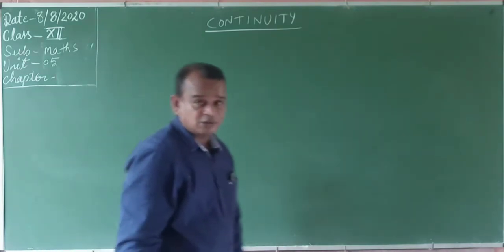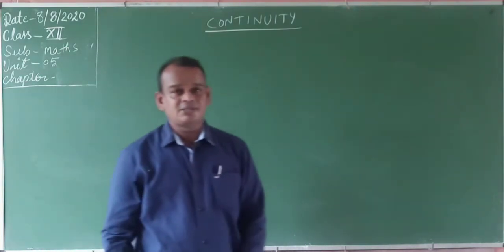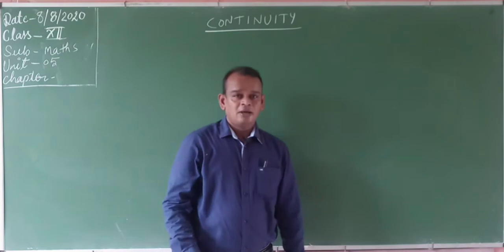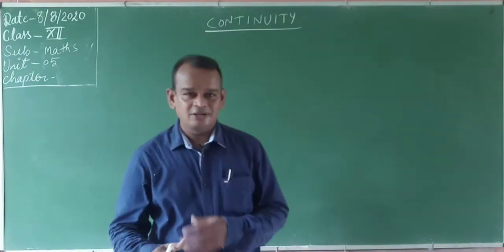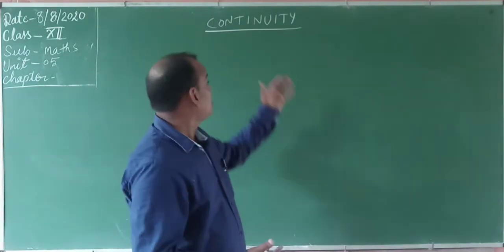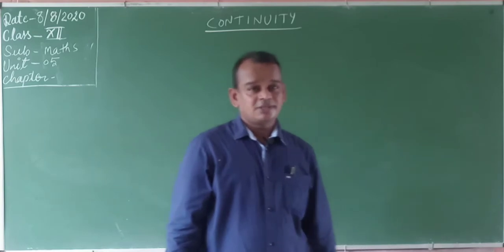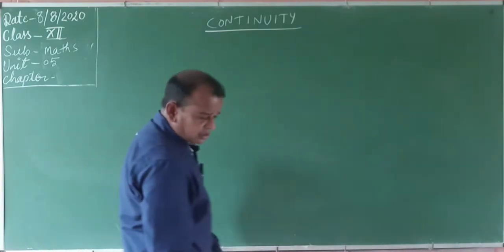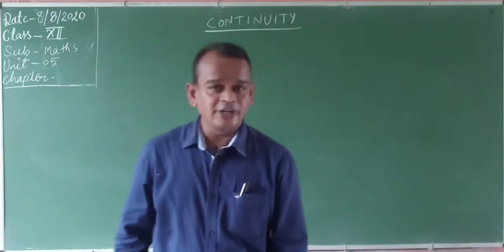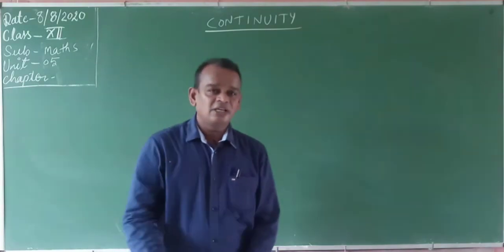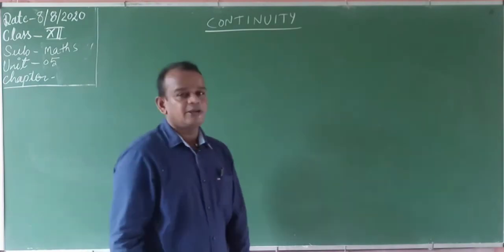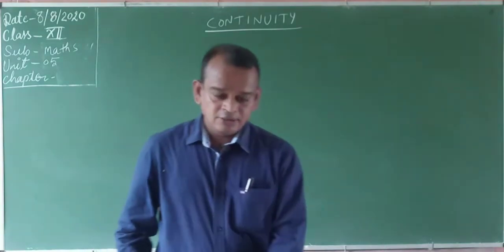Before class, we discussed limits. You already studied them in class 11. Before class, I explained all the basic properties: what the limit is, and the formulas. Now, today we will discuss what continuity at a particular point is, how to examine the continuity of a given function, and if it is continuous, how to find the value of k.